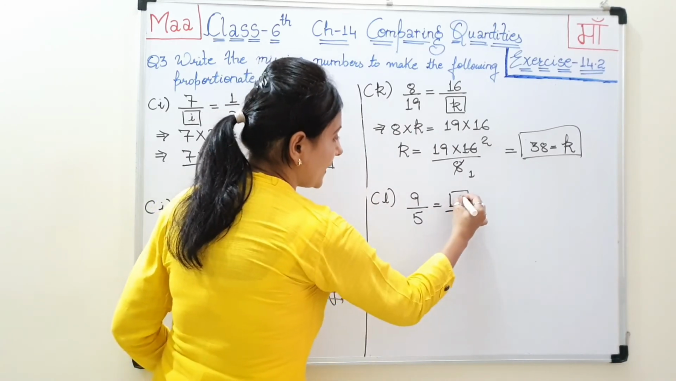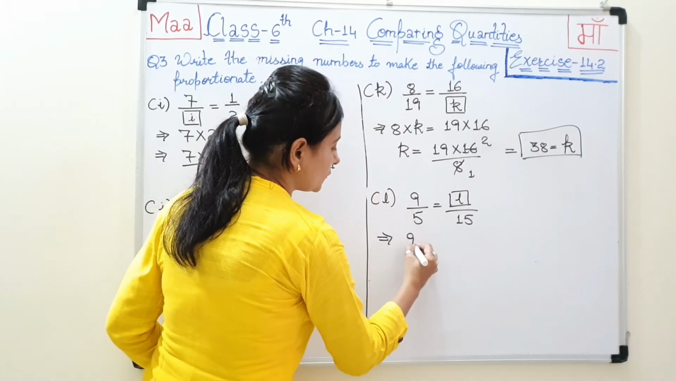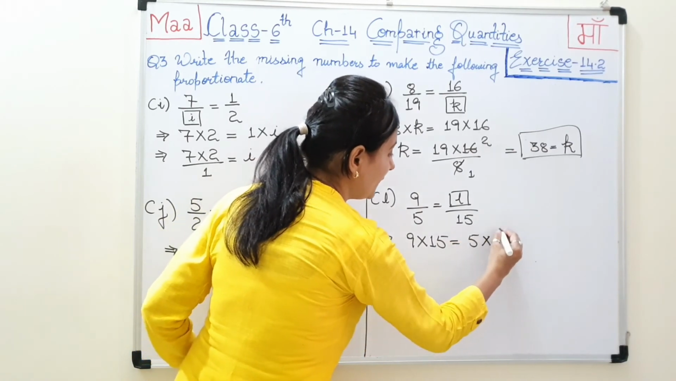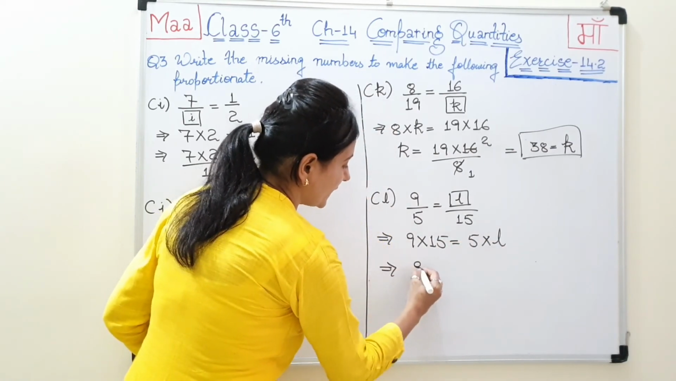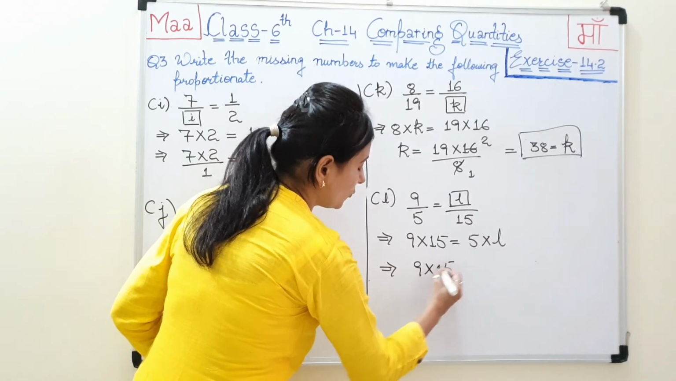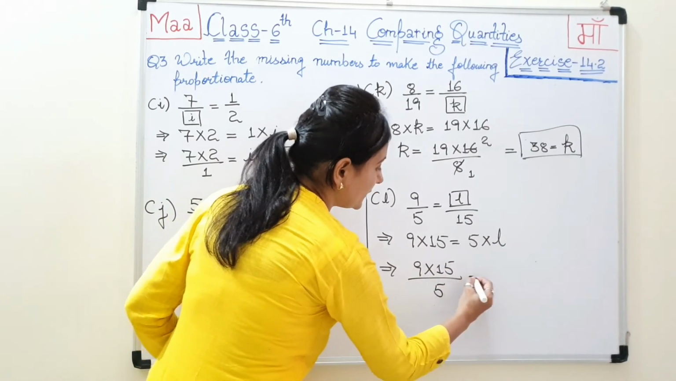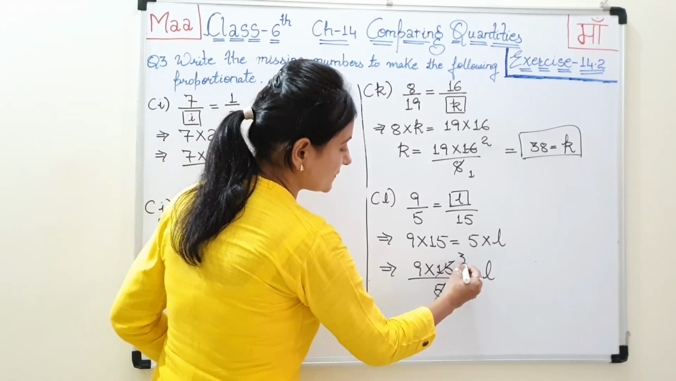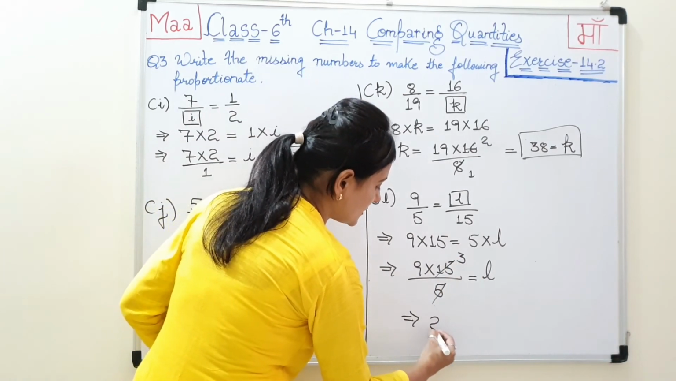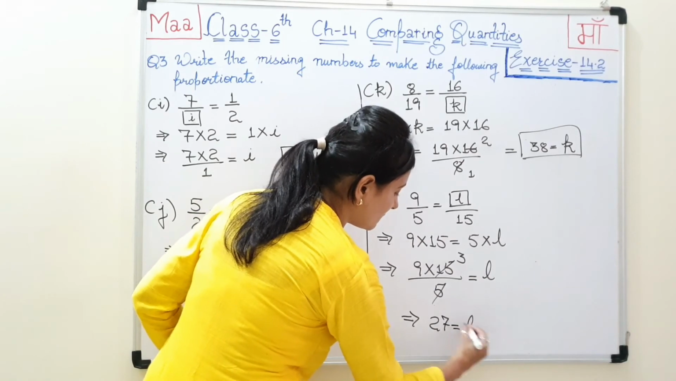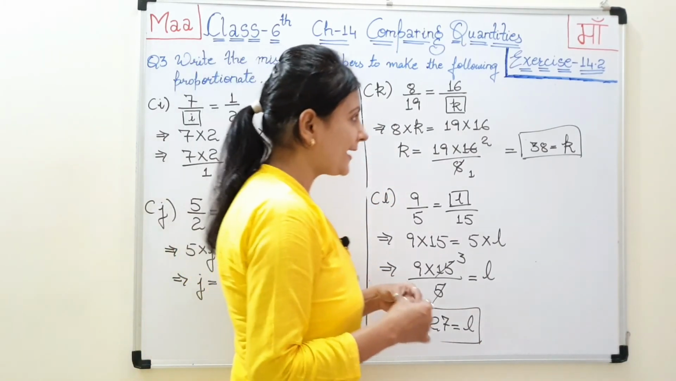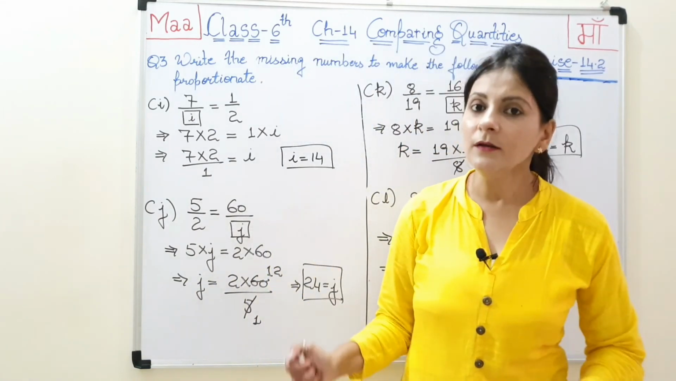Then part L, again cross multiply. So 9 will be multiplied by 15 and 5 will be multiplied by letter L. Now 9 into 15 will remain there only and 5 will come down in the denominator. So 5 1s are 5, 5 3s are 15 and 9 3s are 27, which is the value of part L. Okay students, so like this we have to solve question number 3.